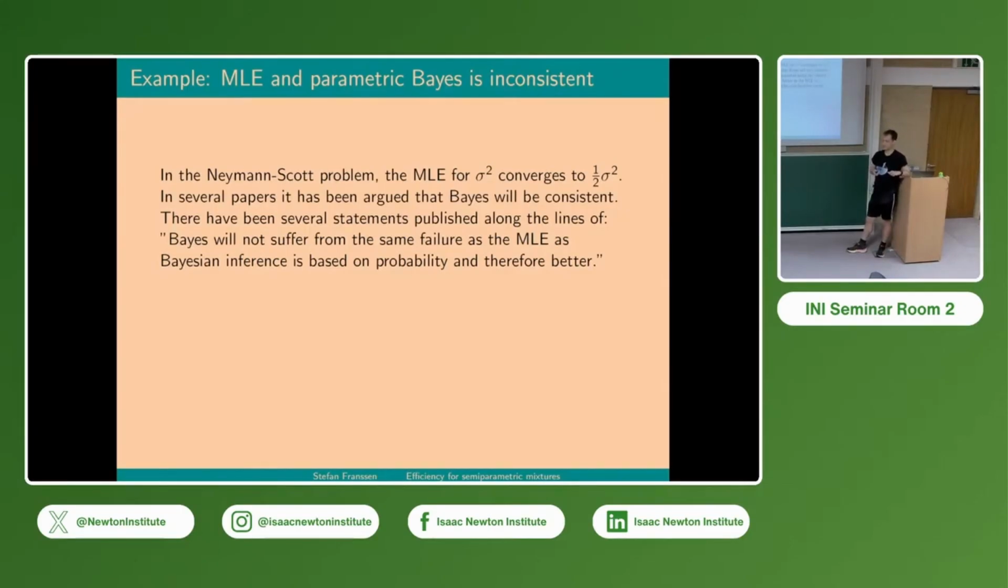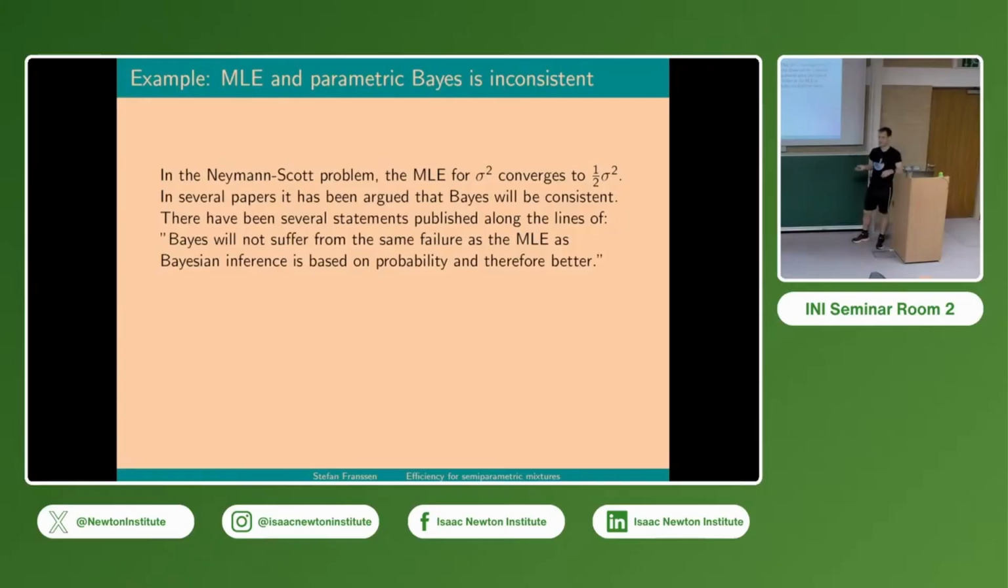For example, the Neyman-Scott problem. What people have done before is they just take all these mu i's as parameters and try to do a maximum likelihood estimator, and then the maximum likelihood estimator converges to a half sigma squared or 2 sigma squared. I've written down a half sigma squared, but I always interchange if it should be a factor half or a 2. And in several papers, people have argued that Bayesian methods don't fall for this problem.